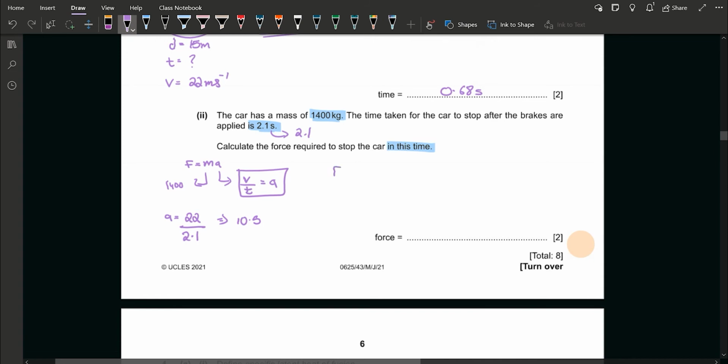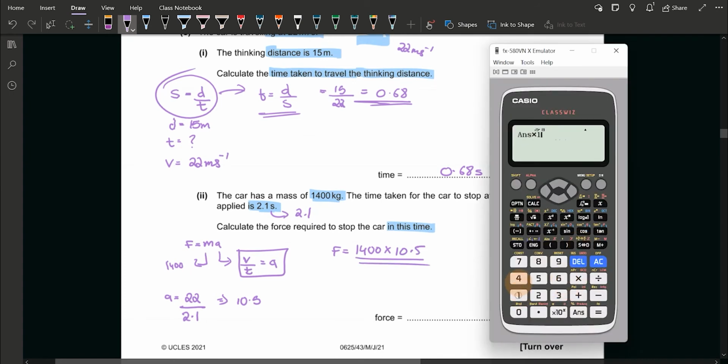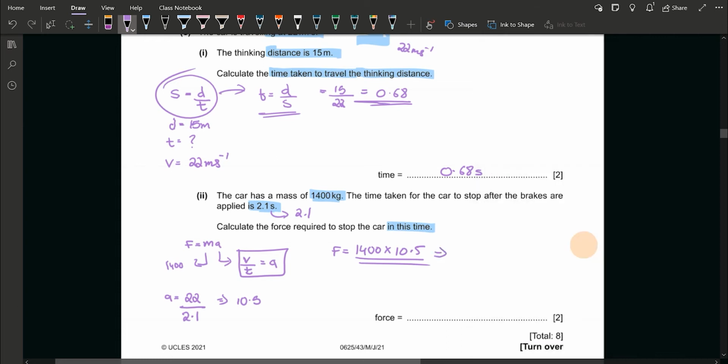And we can find out our force now, which is going to be mass into 10.5, which is going to give us our answer as 14666, which is 14,600, or we can round it off to 15000, and this is going to be Newton. And we are done with question number 3.